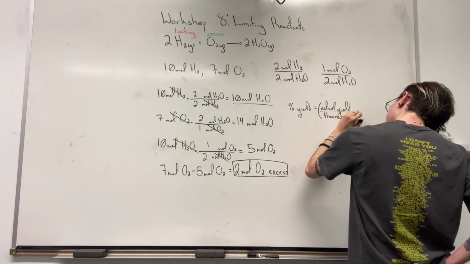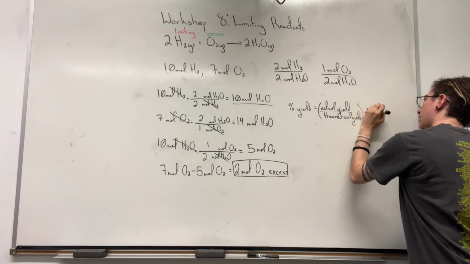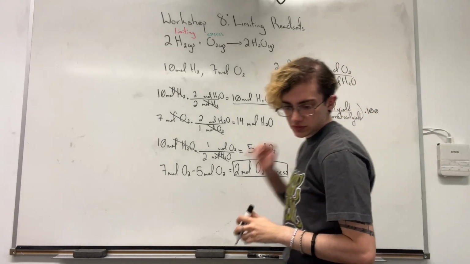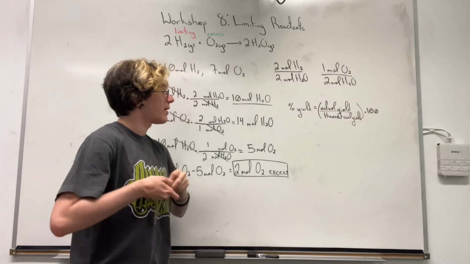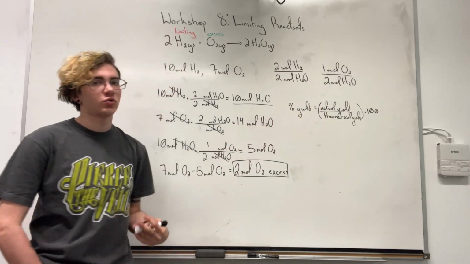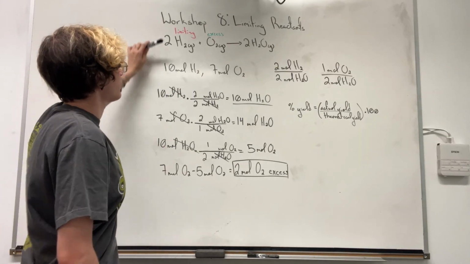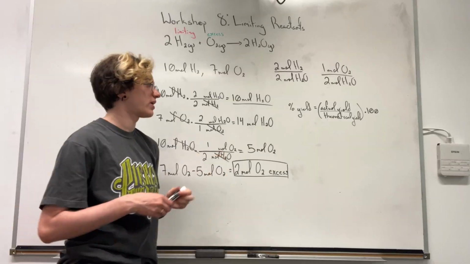Oh, this is not going to fit, sorry. And then times 100 because it is a percentage: actual divided by theoretical. What that means is that oftentimes in a chemical reaction, you are not going to get 100% yield. The value that you get when finding your limiting reagent is your theoretical yield.